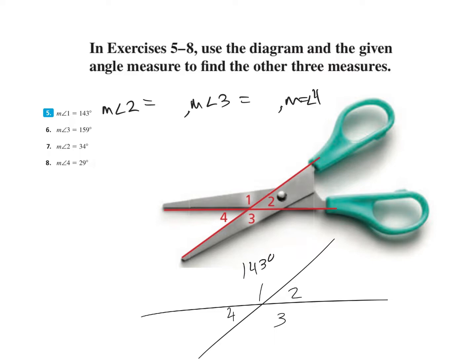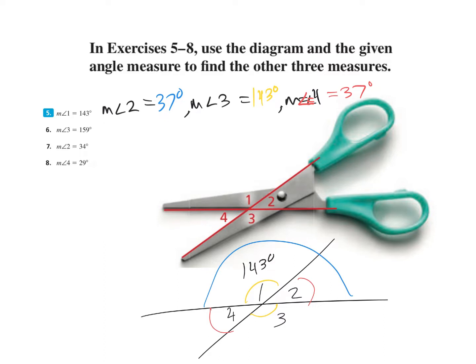If angle 1 is 143 degrees, angle 2 is a linear pair with it. So that means 180 minus 143 is 37 degrees. So that's 37 degrees. And then angle 3 is a vertical angle with angle 1. So that means angle 3 is 143 degrees. And then if you look at angle 4 and angle 2 are vertical angles. We already know angle 2 is 37, so angle 4 is 37.